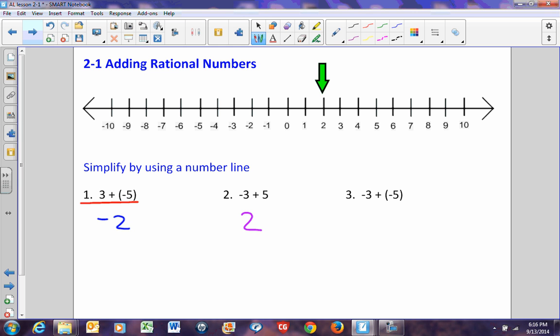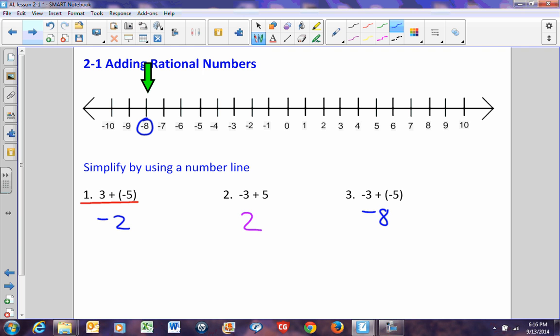Last but not least, if I have my problem -3 plus -5, again, you start off at 0. 3 is negative, so we go 1, 2, 3 to the left, and then we have plus another -5, so we have to add 5 more units to the left, 1, 2, 3, 4, 5, and we end up at -8, which is our final answer.